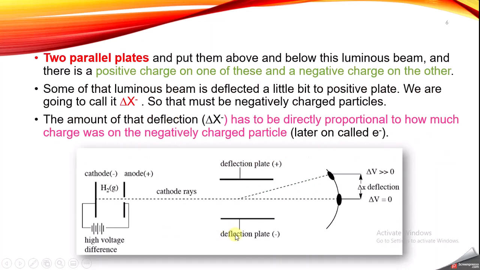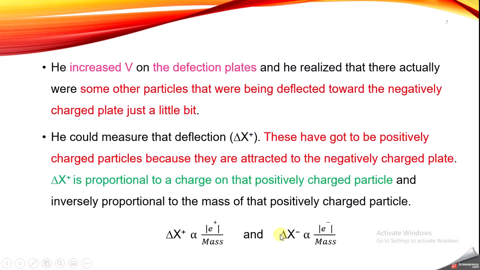Again, let's see this experimental setup. He then increased this potential difference between the positive plate and negative plate. When he increased it, he found that some of the particles were also deflecting towards this side, but they were very small and the deflection was lesser. But there were particles deflecting towards the negative plate.